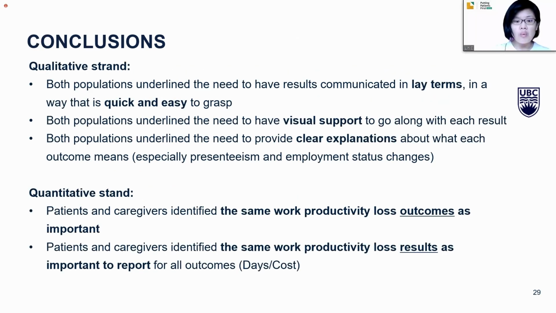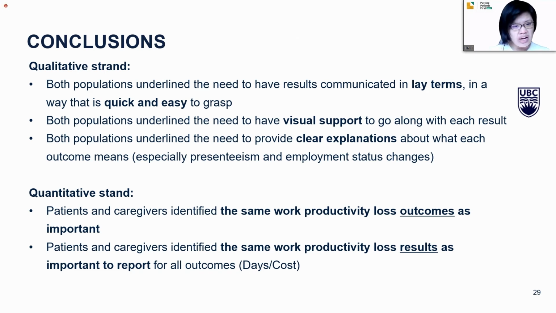In conclusion, what we learned in our qualitative strand is as follows. Both populations stress the importance of using lay terms to relay results in a quick and easy manner. As well, both populations stress the importance of using visual support to showcase each result. As well, both populations stress the need to provide clear explanations about what each outcome means.